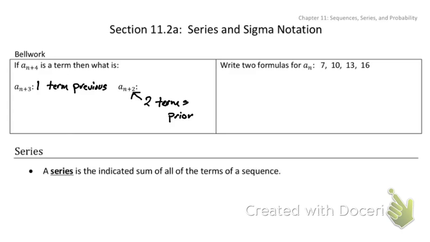All right, then it says I'm supposed to write 2 formulas for a sub n equals 7, 10, 13, 16, so on and so forth. So the first thing we need to check is, is it arithmetic? Because if it is, we know a nice little system to come up with our 2 equations. Well, 7 to 10 is plus 3. 10 to 13 is plus 3. 13 to 16 is plus 3. So this is, in fact, arithmetic.